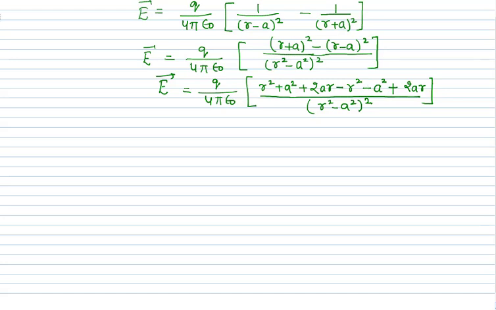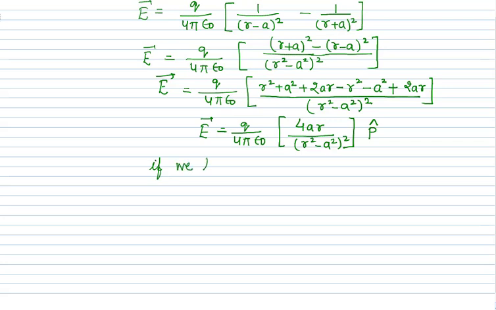Now the electric field E may be written as, now see which terms cancel out. This r squared cancels out with r squared, a squared cancels out with a squared, and we have 2ar plus 2ar, that makes 4ar. So E is equal to Q upon 4 pi epsilon naught, 4ar upon (r squared minus a squared) whole square. So this is the final term we are having here. The direction will be p cap, obviously, the unit vector in the direction from minus q to plus q.